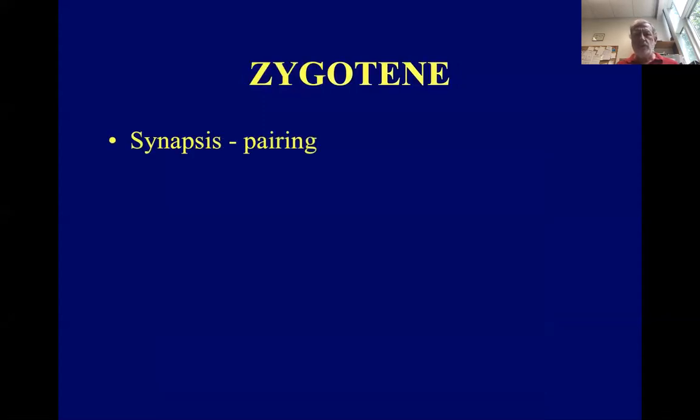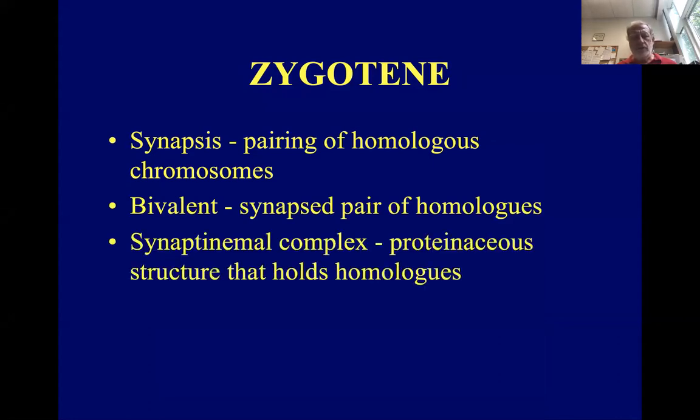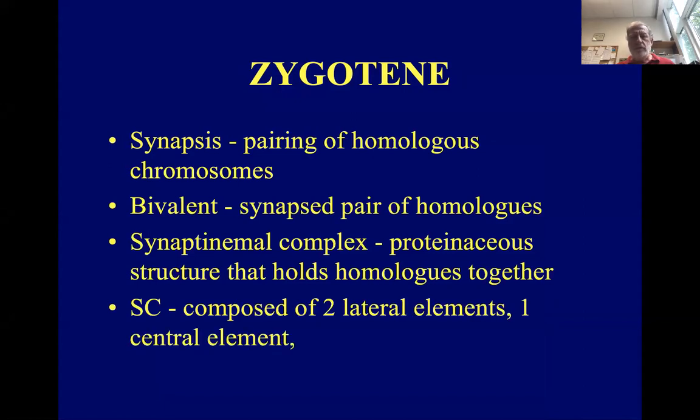The next phase of prophase 1 is zygotene, where synapsis occurs. This is the pairing of the homologous chromosomes. Bivalent is the term used for a synapsed pair of homologs. A proteinaceous structure called a synaptonemal complex holds them together, and it's composed of 2 lateral, 1 central, and numerous transverse elements.